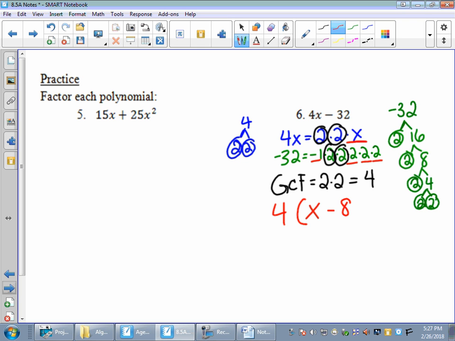Now let's double check, make sure that I can close those parentheses and that I am done. I started with 2 terms. Inside my parenthesis, I have 2 terms. So I can go ahead and close it off and say that I am done.